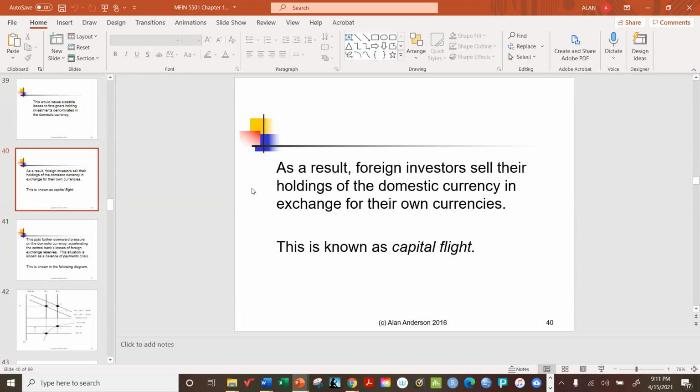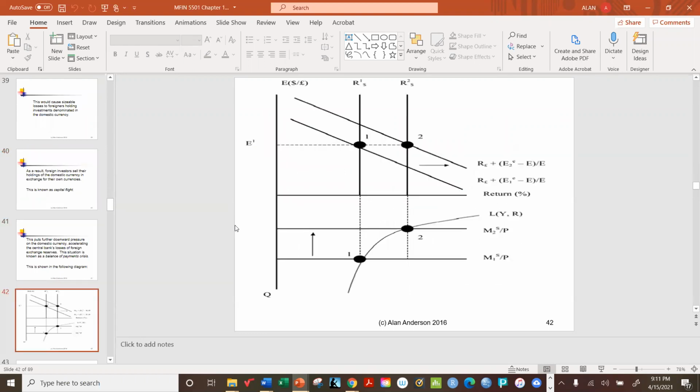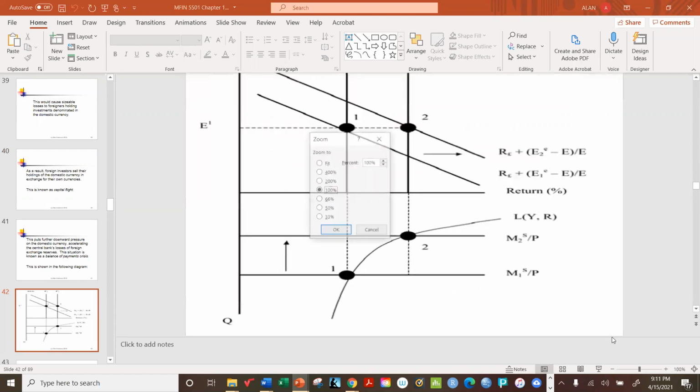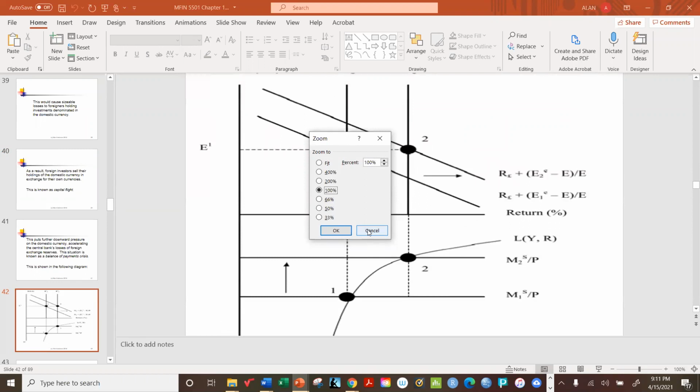So how do we explain this in terms of our graphs that we've been using? Imagine the following situation. Let me make this a little bigger here. We've got a fixed exchange rate here called E1.